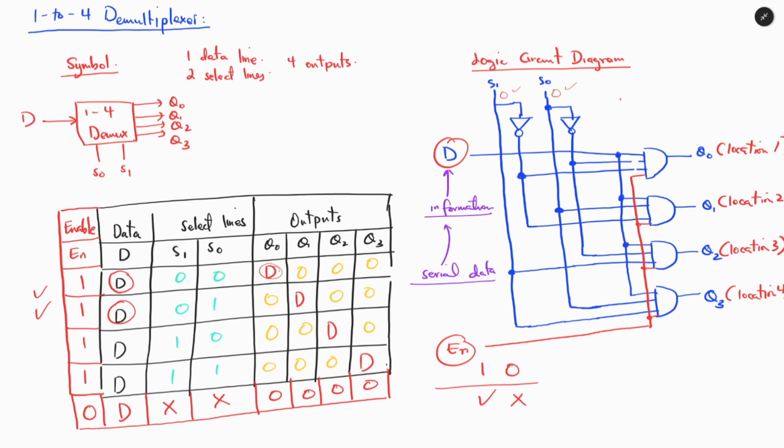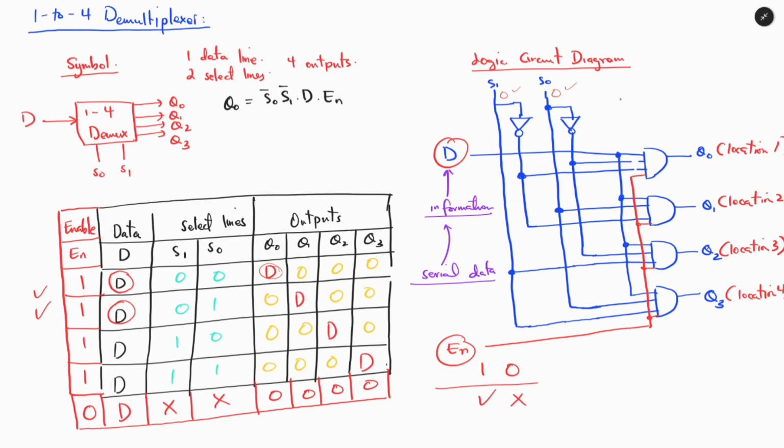Last but not least, we have to discuss the Boolean expression for this 1 to 4 demultiplexer, and we can sum up our discussion. By looking at the truth table and the circuit diagram, we can select the Q node such that when we have S0 and S1, which must be inverted, and we have data AND enable, then we should have Q0 which is activated.